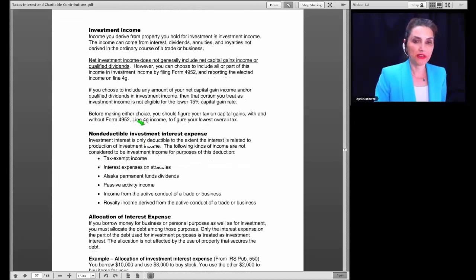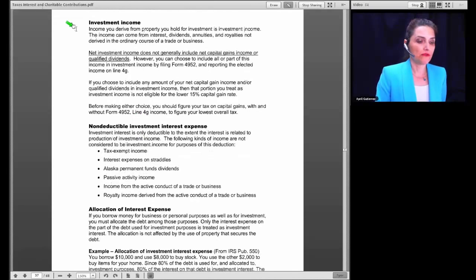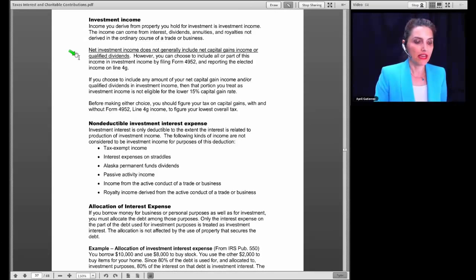So what is investment income? Well, income you derive from property you hold for investment is investment income. The income can come in the form of interest, dividends, annuities, royalties that are not derived in the ordinary course of a trade or business. Net investment income does not generally include capital gain income or qualified dividends. However, you can choose to treat or include part of this type of income as investment income.